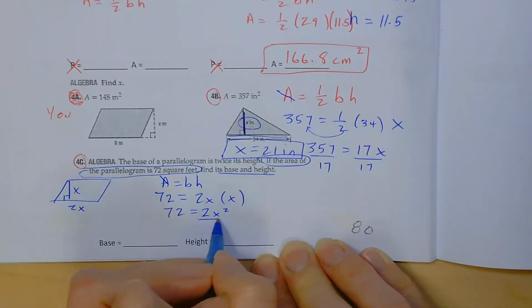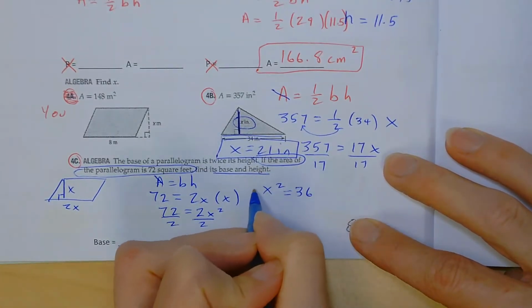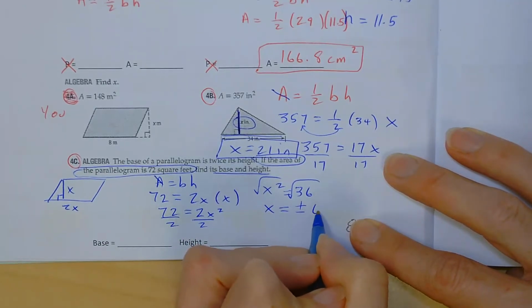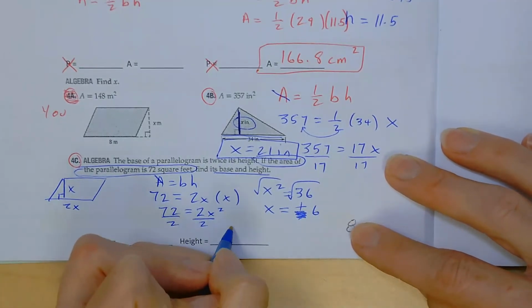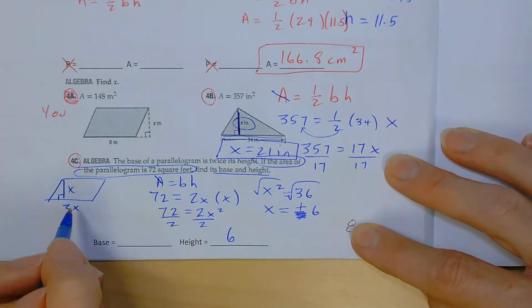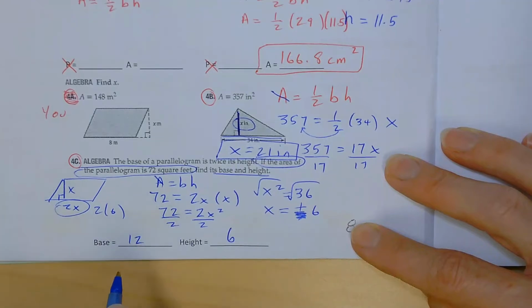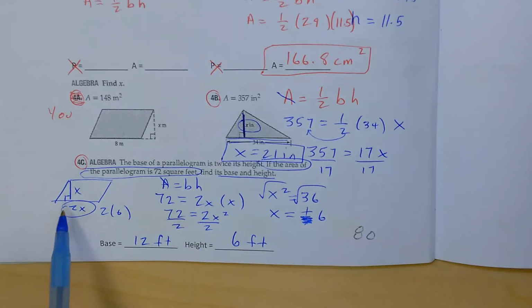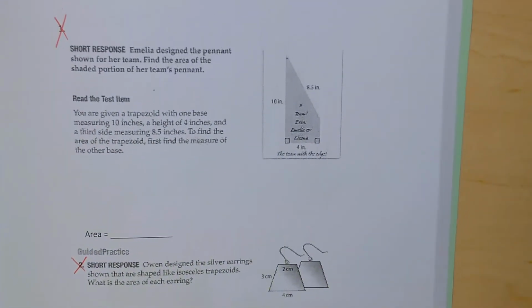Now to solve this, you need to divide by 2 first. So you're going to get x squared equals 36, and then square root both sides. And yes, we normally have a plus or minus 6, but remember that the negative is not going to work for a height, so you're just going to keep the positive 6 for the height. And then remember the base is twice that, so 2 times 6, the base would be 12. And these would both be in feet because you're measuring the length of the base and the height of the parallelogram.